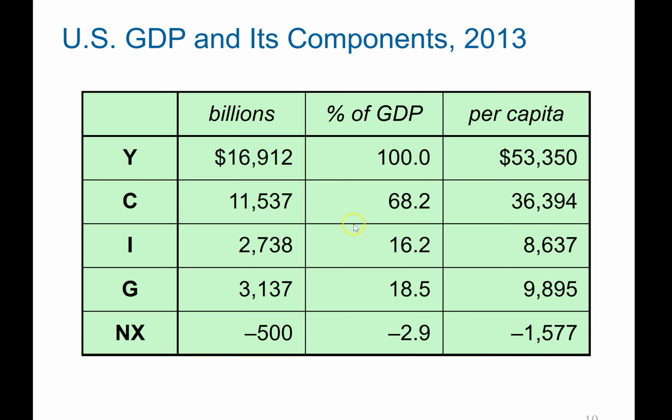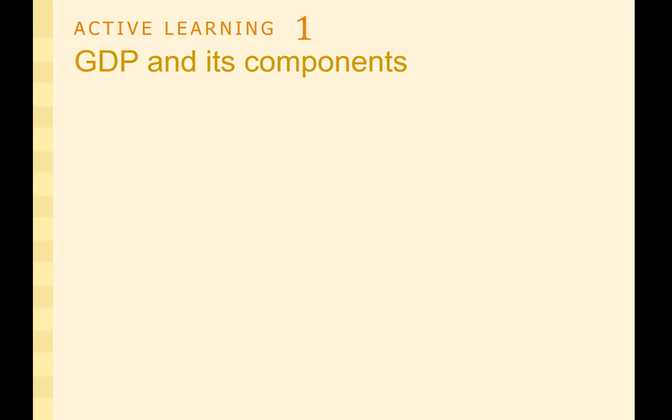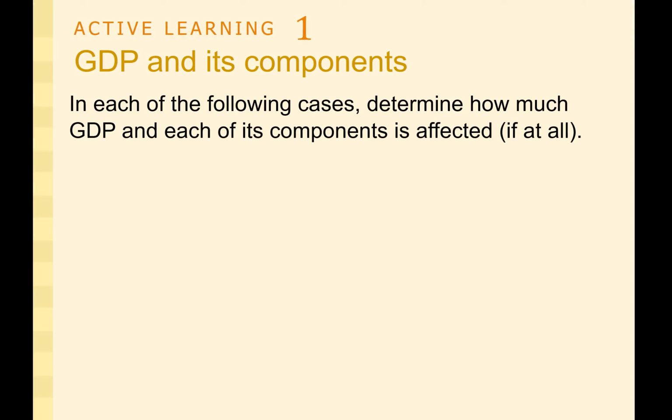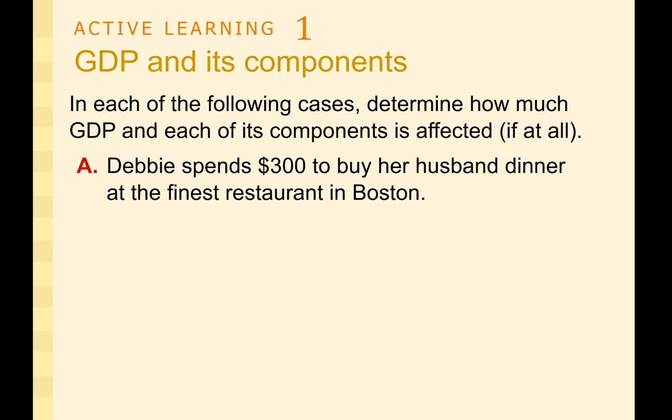And the total then is reduced, of course, by that $500 billion in net exports that we lost. So here's an opportunity to practice a little bit and recognize the components of GDP. And this is going to be a really helpful and important thing to know as you look at this chapter of study. So they give you some cases to determine how much GDP is affected and how much each of its component parts is affected, if it's affected at all.